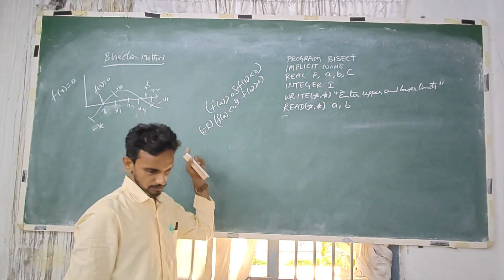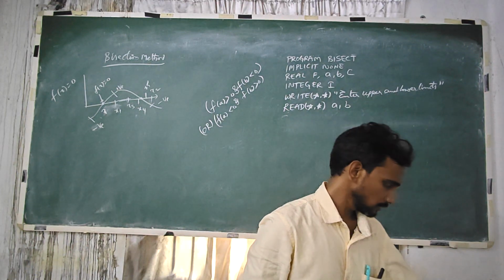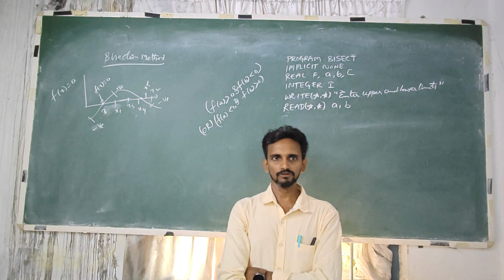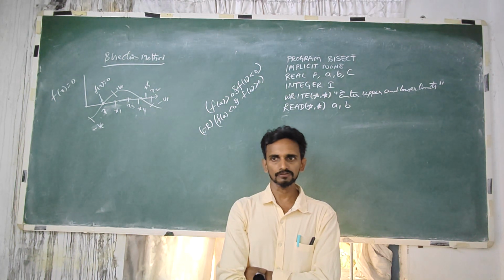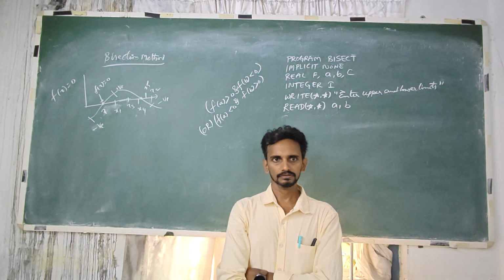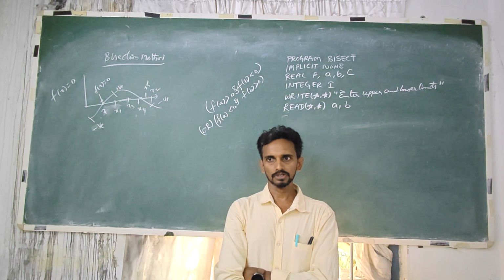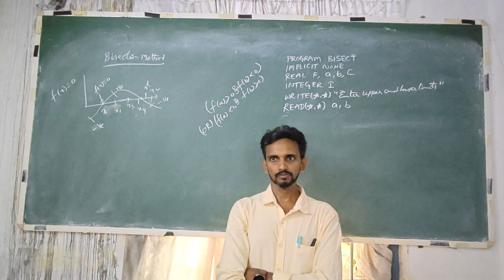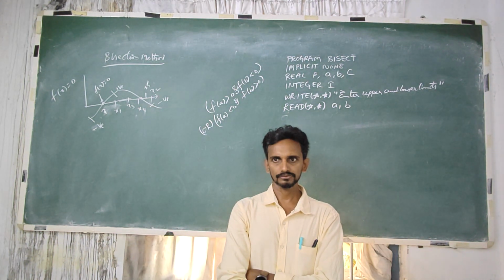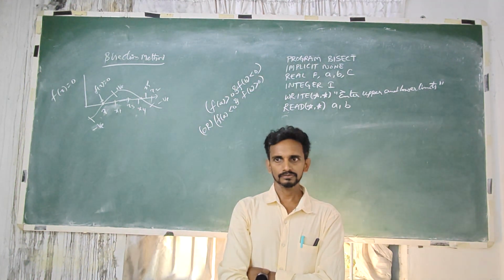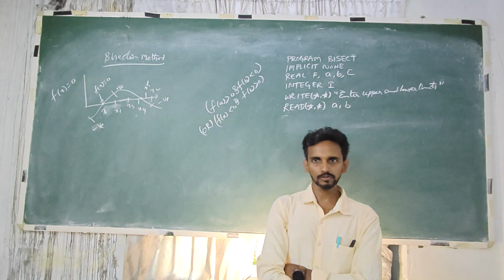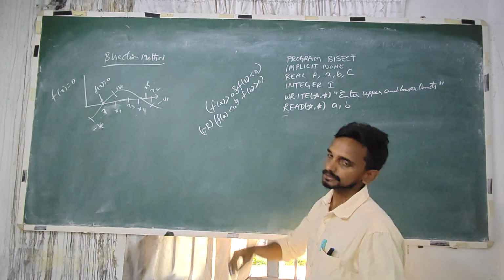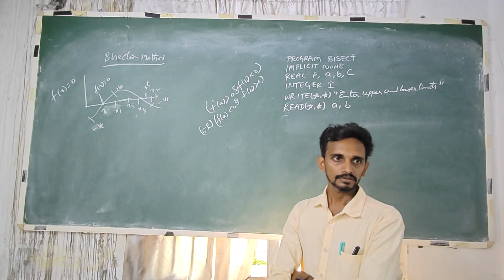So instead of this condition, if I take the product of those two, f of A multiplied by f of B, and if I check the sign of that, what will happen? If both are opposite signs, the product will always be negative. If both are of the same sign, the product will always be positive. Well, we don't need to worry about these many cases.